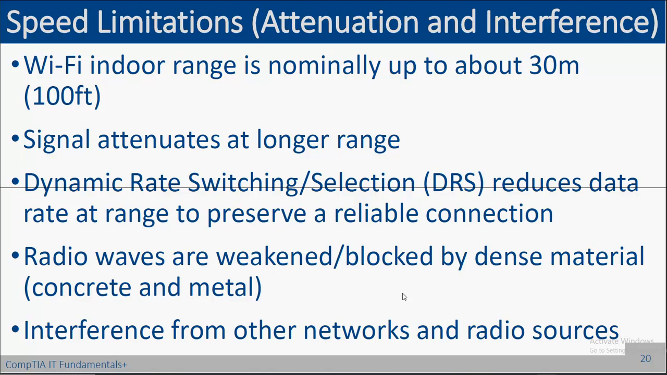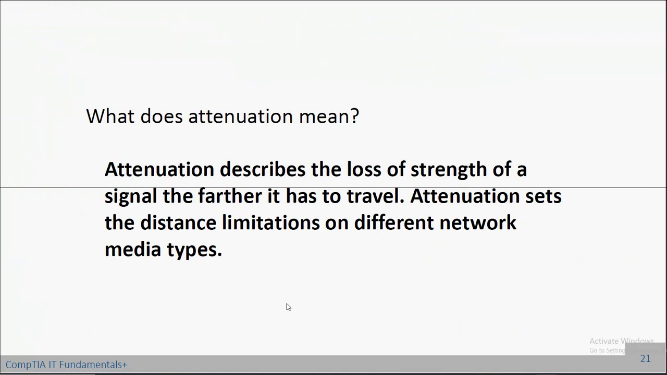walls and fences. So interference from other networks and radios also may have an impact. Like if you have a wireless phone, or even a wireless doorbell, any of those devices may interfere with your network connection. So what does attenuation mean? It basically describes the loss of strength of a signal the further that it has to travel. Attenuation sets the distance limitations on different network media types.